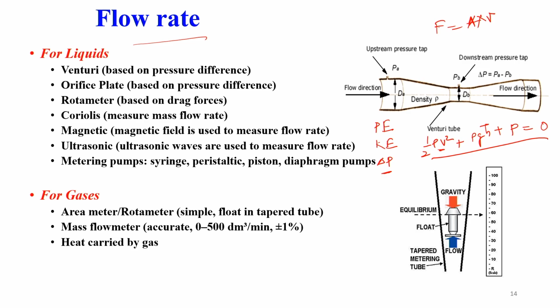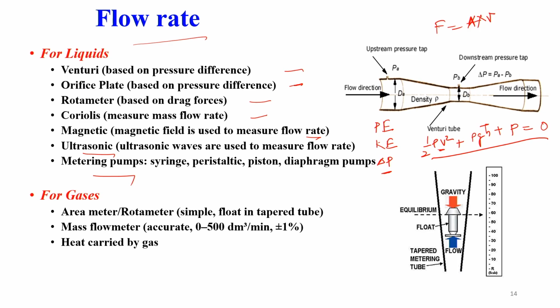There are different setups. You can see the Venturi; another is the orifice plate, a thin plate; there are also the rotameter, Coriolis, and magnetic flow meters. In addition, ultrasonic waves are also used to measure the flow rate. The traditional way is to use a metering pump, where different pumps can measure the flow rate, because we know the flow rate of a pump.